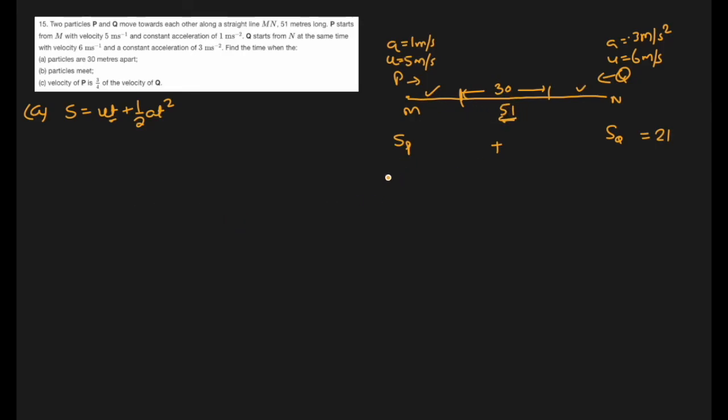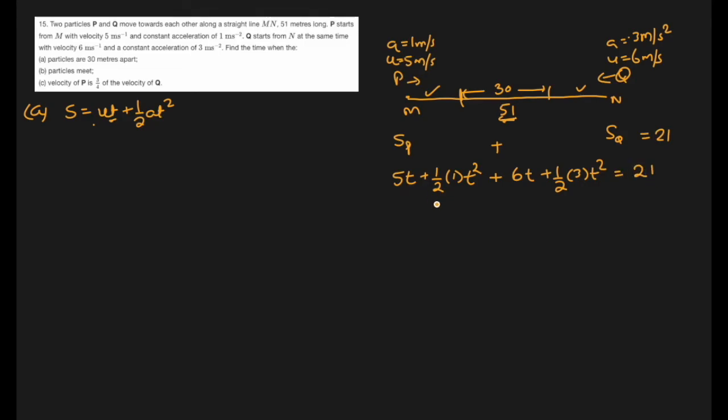So S equals UT plus half AT square. For P, U is 5, so 5T plus half AT square, with A being 1, so T square. Now, in this case, we don't have to write negative because we are talking about the distance. Total distance traveled by them is 21, so direction is not important. It is how much distance they travel. So for Q, U is 6, so 6T plus half 3T square, and it is equal to 21 meters.